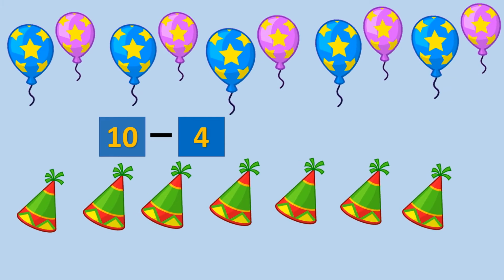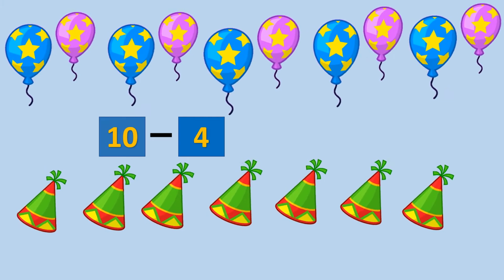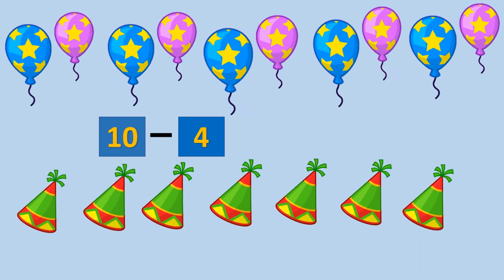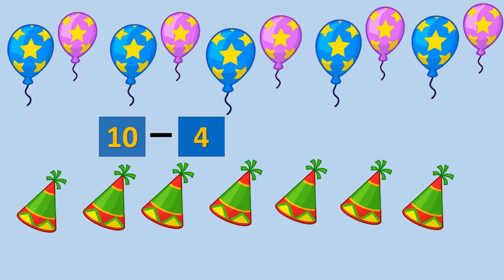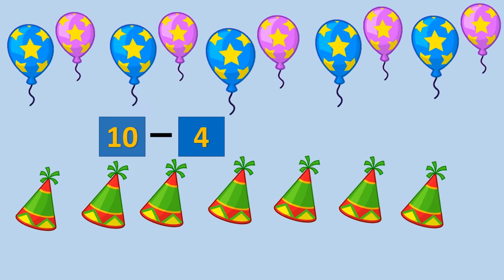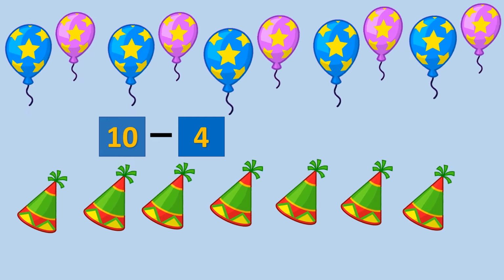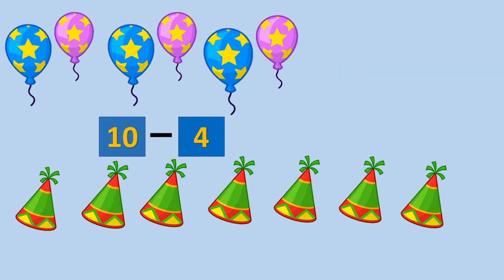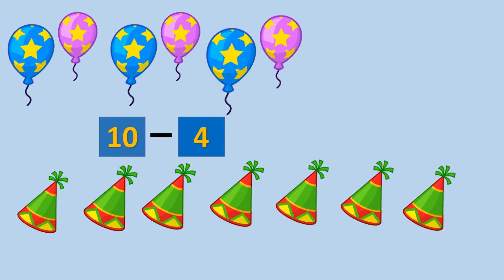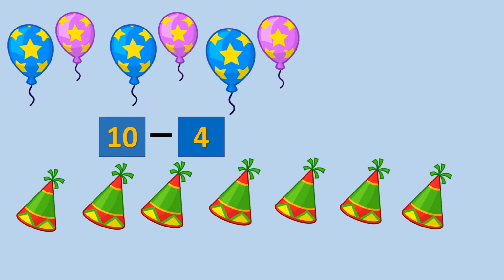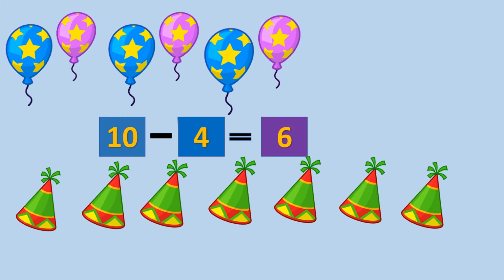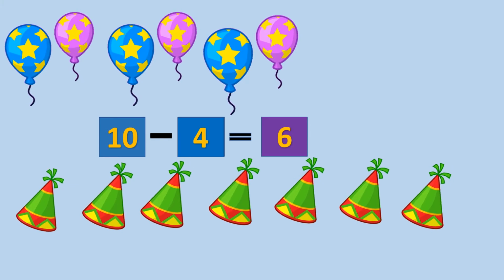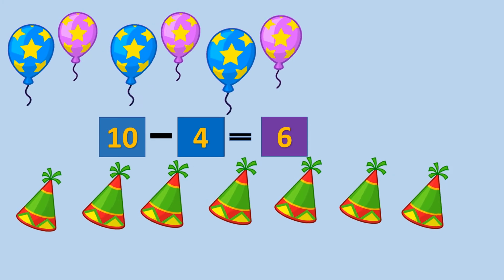Children, let's do some simple sums. How many balloons can you see moving? Let's count. 1, 2, 3, 4, 5, 6, 7, 8, 9, 10. 10 balloons. And let's take away 4 balloons. So 4 balloons we have taken away. How many balloons are left? Let's count. 1, 2, 3, 4, 5, 6. So 10 take away 4 is same as 6. Good answer. Now let's do one more sum.